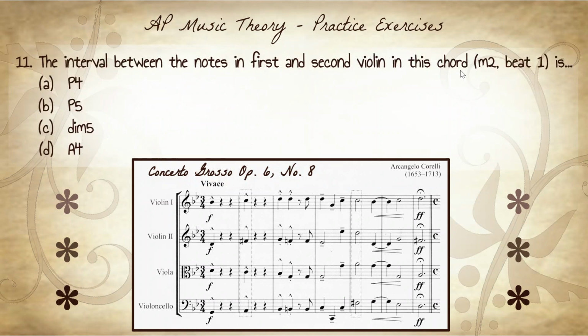Question 11. The interval between the notes in first and second violin of this chord, measure 2, beat 1, is A, perfect fourth, B, perfect fifth, C, diminished fifth, or D, augmented fourth. The correct answer is C. The interval between F sharp and C is a diminished fifth.